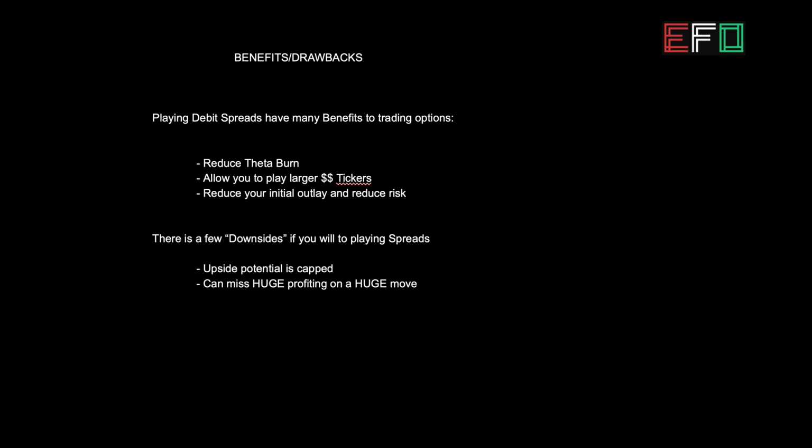But there are some benefits and drawbacks to playing spreads. Spreads do reduce the theta burn on your stock trade. They allow you to play some bigger ticker names like Amazon, Netflix, etc., because you're just playing the price difference between the two contracts, not the price of the contract itself. I could show you that a little bit in a second. And you're going to reduce the initial outlay and reduce your risk as well.